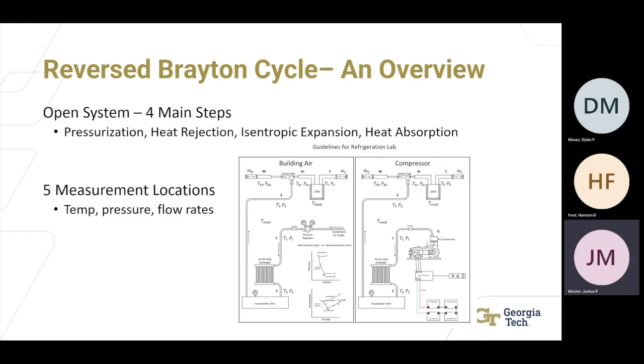In the reverse Brayton cycle, there are 4 main steps. Air is taken in at room temperature and pressure. The air is first pressurized in the compressor. Next, it is cooled in the heat exchanger but maintains its pressure. It is then passed through a vortex tube which rejects the hot air and allows the cold air to continue.